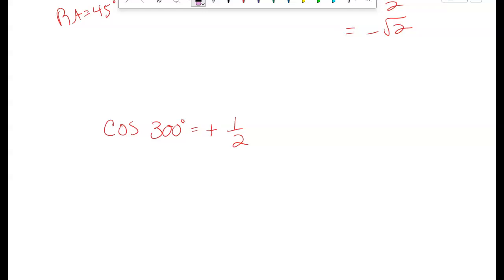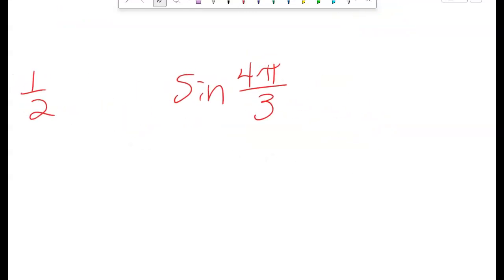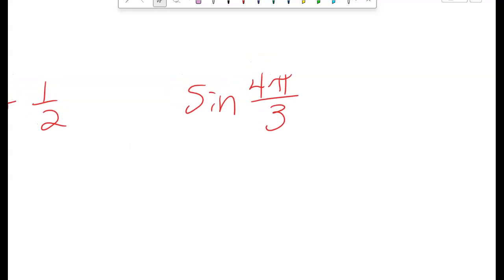Let's do one in radians. Have I done this one yet? Sine of 4 pi over 3. Did I do that one yet? Even if I did, I guess it's good review. So sine of 4 pi over 3. Right away, if nothing else, you should be able to tell me if it's positive or negative.